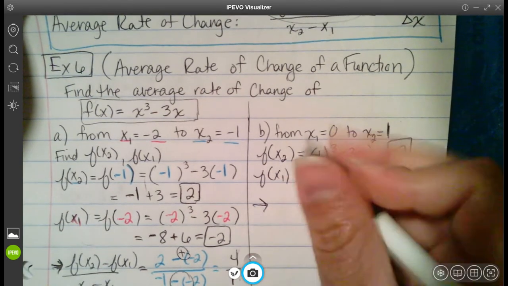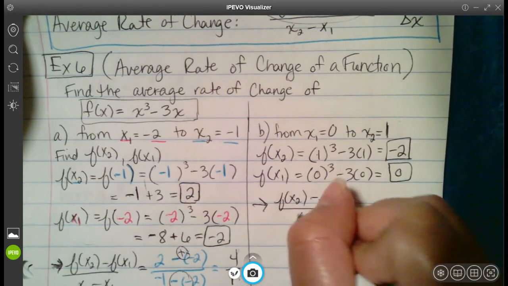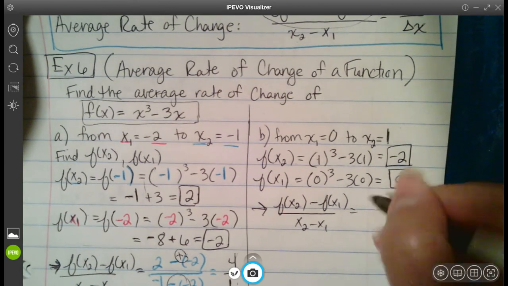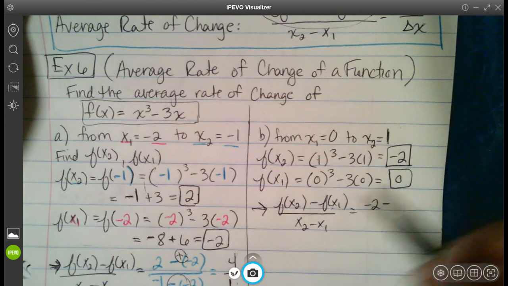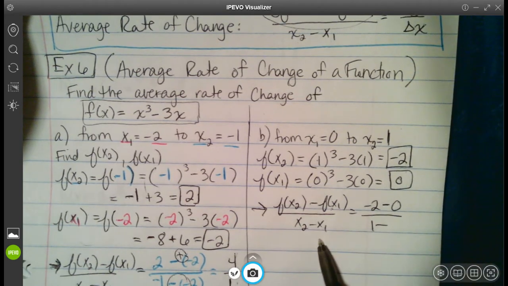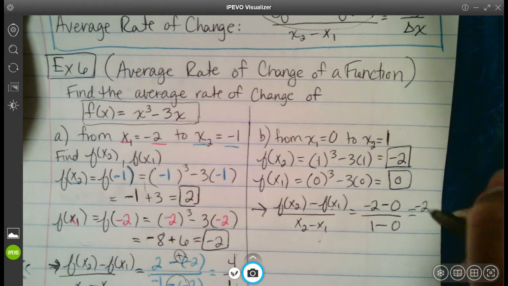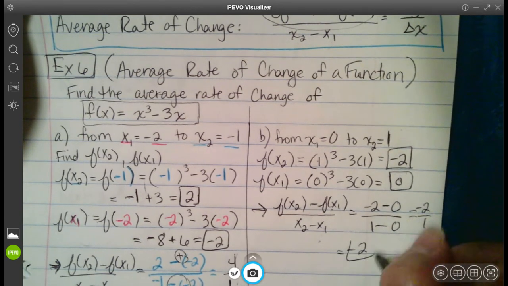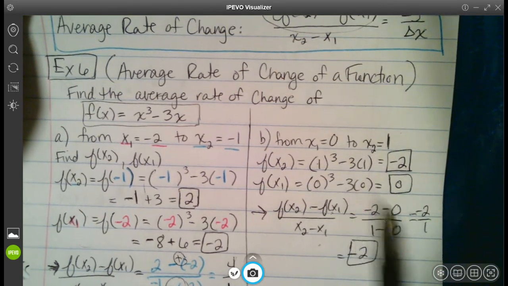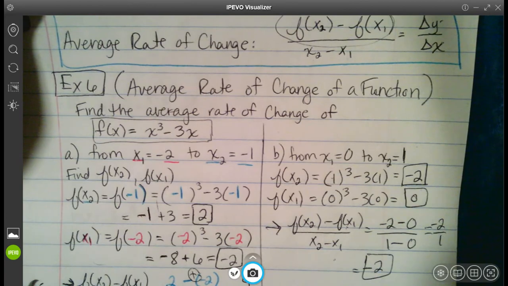Okay? Plugging into our formula now. I keep saying the wrong words here. Okay, we have x2, so that's going to be this one right here, -2 minus f of x1, so 0, over x2 minus x1. So it looks like we have -2 over 1, which is just -2. So the average rate of change between these two numbers on the graph is -2. Okay, same with this side, but with the 4. And that is it for that one.